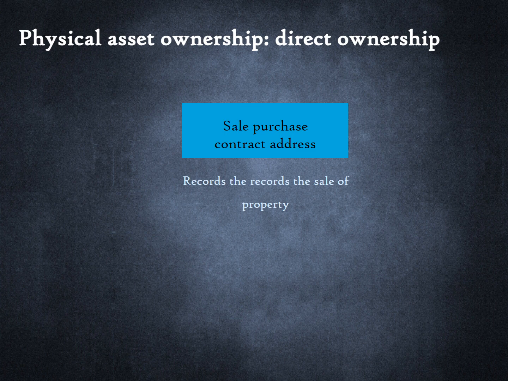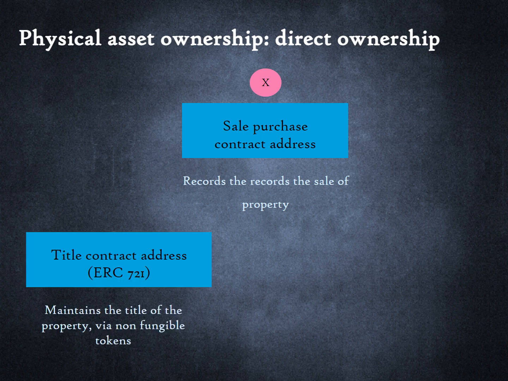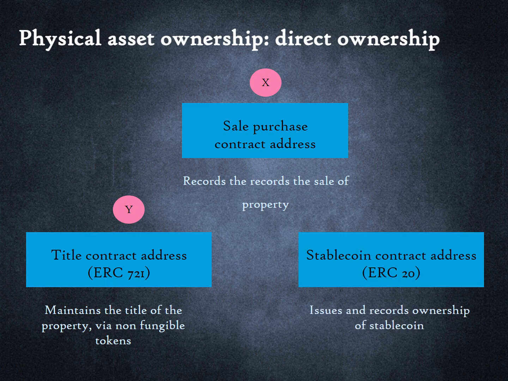We can perceive a buy and sell of real estate as a combination of three smart contracts. There is a smart contract that records the sale of property. We will call this Ethereum address X. The second smart contract maintains the title of the property via non-fungible tokens. This is maintained by a state agency. We will call this Ethereum address Y. The third smart contract is a stablecoin smart contract. We will call this Ethereum address Z. Next, we will see how the three interface.